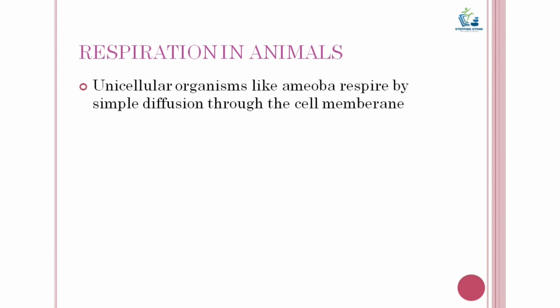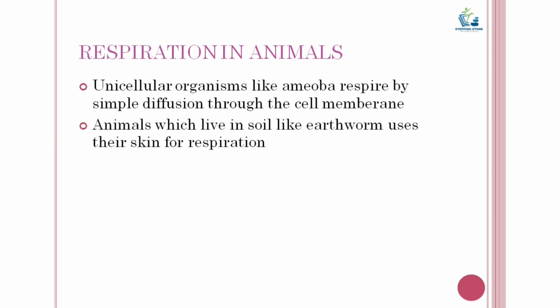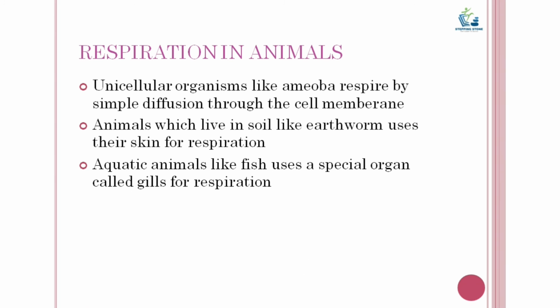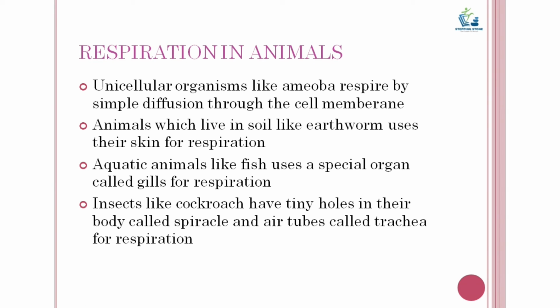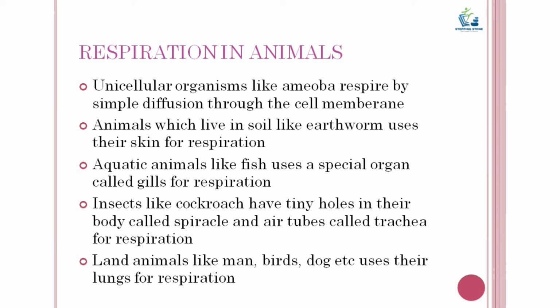Respiration in animals. Unicellular organisms like amoeba respire by simple diffusion process through the cell membrane. Animals which live in soil like earthworm use their skin for respiration. And aquatic animals like fishes use a special organ called gills for respiration. Insects like cockroach have tiny holes in their body called spiracles and air tubes called trachea for respiration. And land animals like us, humans, use their lungs for respiration.